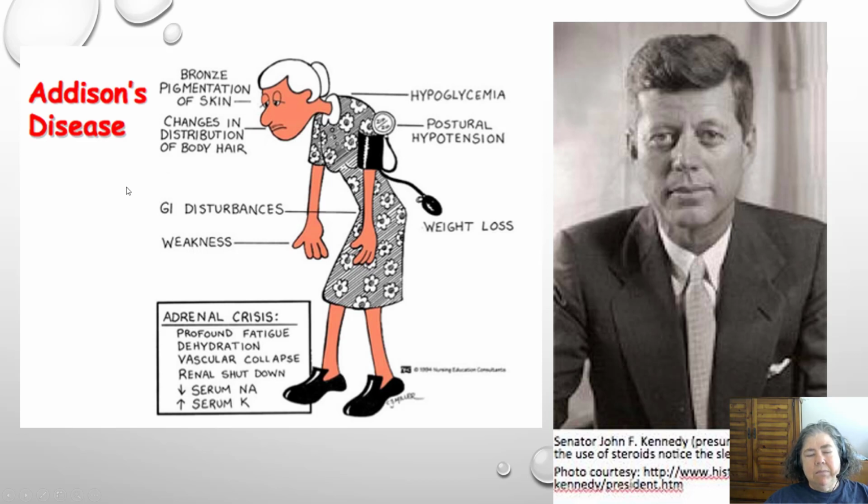Cortisol does have some mineralocorticoid effects like aldosterone. So when a person with Addison disease is stressed and they require cortisol and they can't make it, they get profoundly fatigued, hypotensive, dehydrated, their kidneys shut down, and they, like somebody with inadequate aldosterone, get low sodium and high serum potassium.